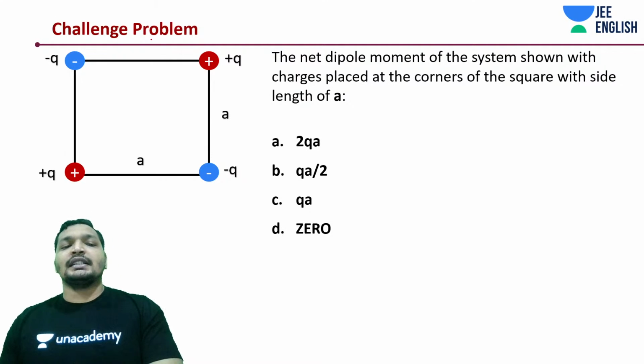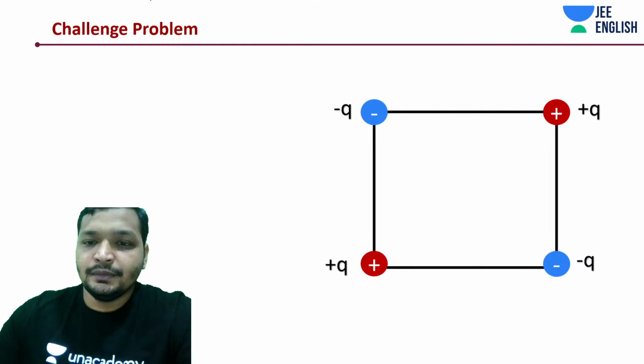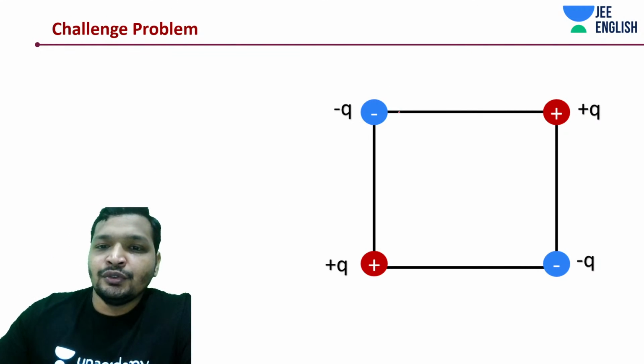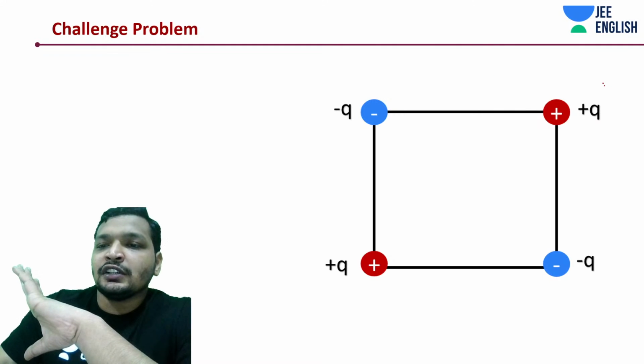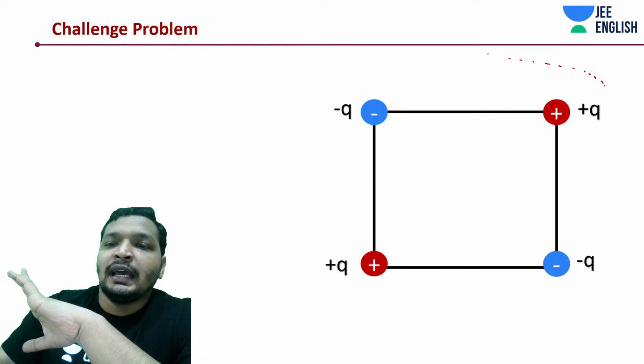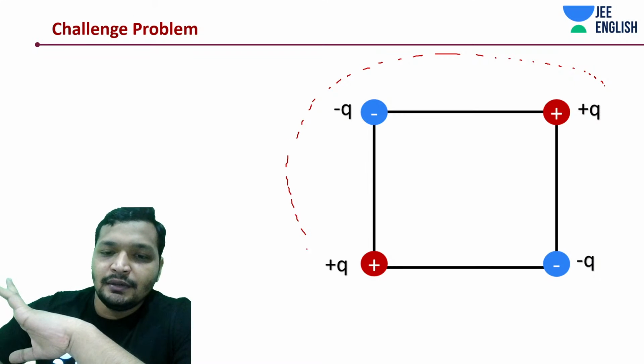All right, let's get started. It's a vector quantity. First of all, let me ask you a question over here. What is the dipole moment? You can choose any of the pairs. First of all, verify whether the system is a dipole system or not.